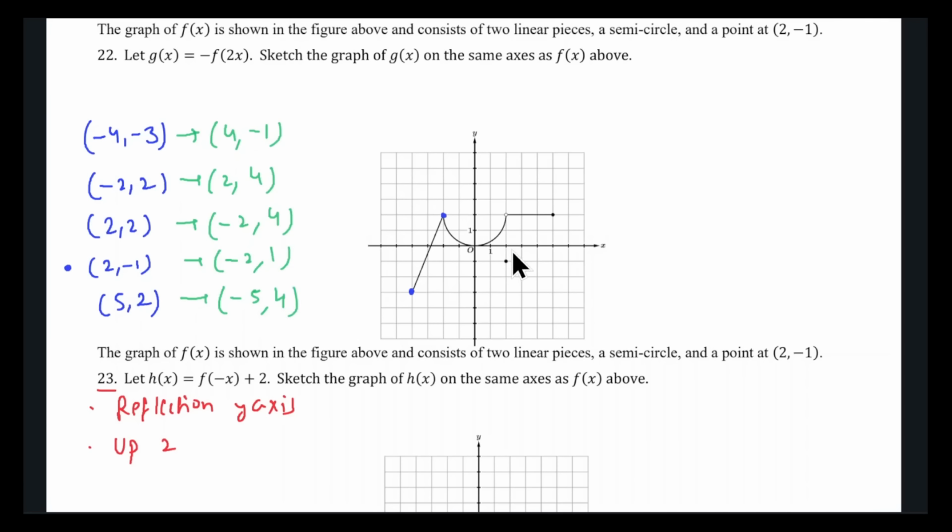Okay, so what is 4 comma negative 1? Where is that? 1, 2, 3, 4. 4 comma negative 1 is right here. 2 comma 4, 2 comma 1, 2, 3, 4. It's right here. Then negative 2 comma 4, negative 2 is here, and then there you go. This is negative 2, 4. Negative 2, 1 is just a single dot. So negative 2, 1 is right here.